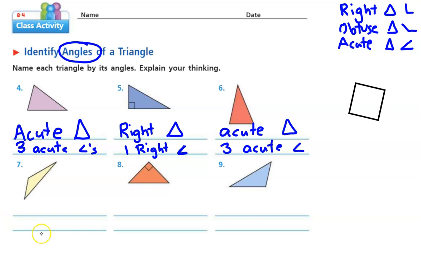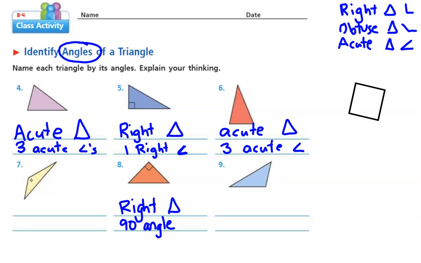So just by looking at number 7 through 9, does anybody see one right away that you already know the name for? Hopefully you saw number 8 right away. I can already tell that that's a right triangle because it has that 90-degree angle, or what we call a right angle.